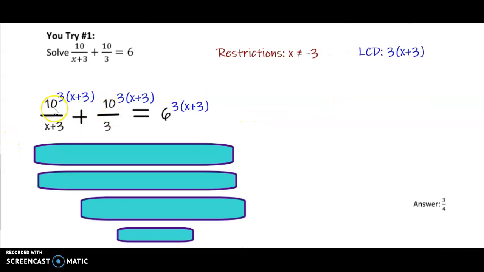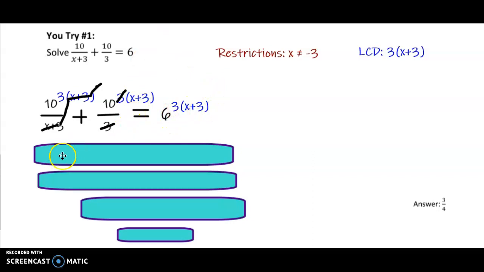So now I will multiply through by the least common denominator, which is 3 times x plus 3. Notice in an equation you must multiply all parts of the equation in order to keep it in balance. So when I do that, things should cancel out. So x plus 3 will cancel with x plus 3 in the first fraction. In the second fraction, 3 cancels with 3. And in the last term, there is no denominator, so nothing cancels. You are going to multiply 6 times 3 times x plus 3.